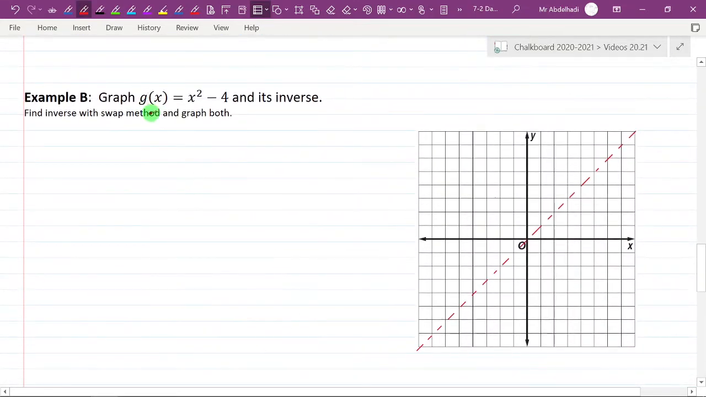All right, we want to find the inverse of x squared minus 4. So we'll use the swap method again. This is y equals x squared minus 4, writing it as a y equals function first. Then we'll change all the x's into y's and all the y's into x's. So swapping there. And now we need to get the y by itself. So we'll add 4 to both sides. That'll cancel that out.